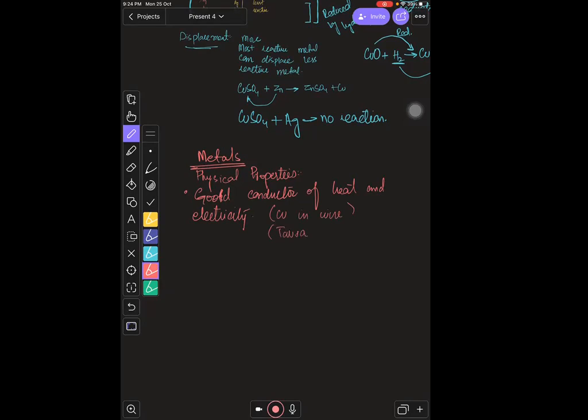I don't know what is the English word of tawa, but I'm just using tawa. Tawa for roti. Good. Heat. Perfect example. Now let's move towards Asna.